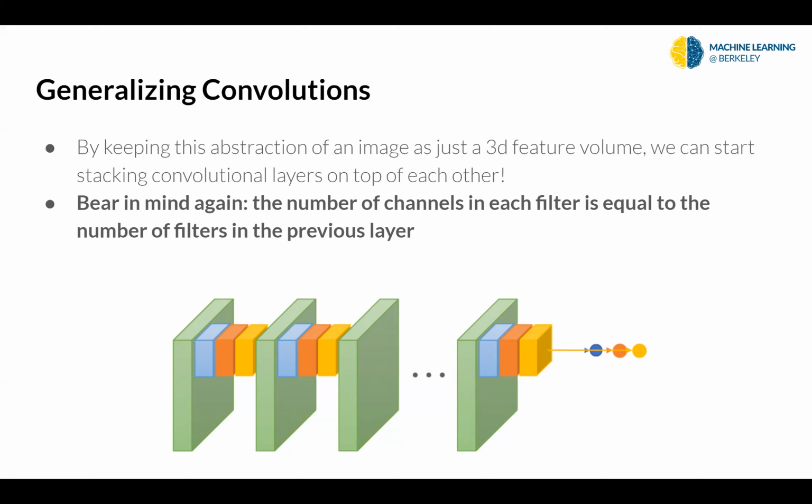Again, keep in mind the number of channels in each filter is equal to the number of filters in the previous layer. So, for example, if your layer is 28 by 28 by 6, and you apply a filter on that, that filter would have to have a depth of 6. So maybe you'd apply a 3 by 3 by 6 filter, or a 5 by 5 by 6 filter.